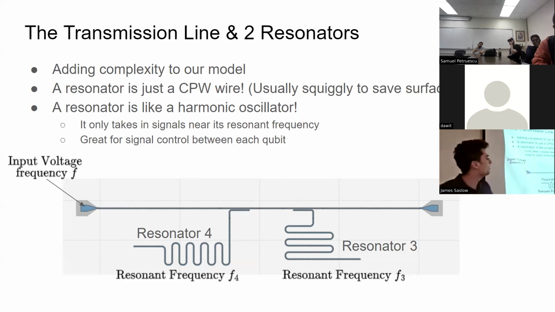And a resonator sort of behaves like a harmonic oscillator. So a harmonic oscillator will respond to its resonant frequency, and a resonator will also respond to its resonant frequency. So if you have two different resonators of two different resonant frequencies, this is a good way for controlling each qubit, because if I strike an F4 frequency through the transmission line, resonator 4 is going to care about that a lot, but resonator 3 is not going to care about that so much, and vice versa.